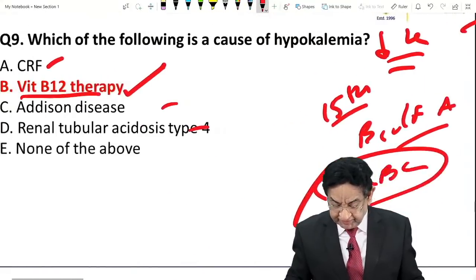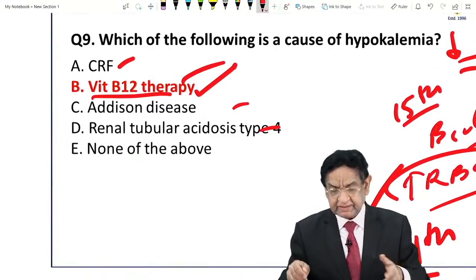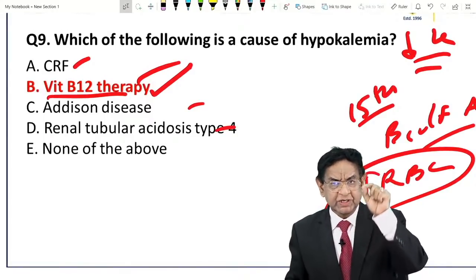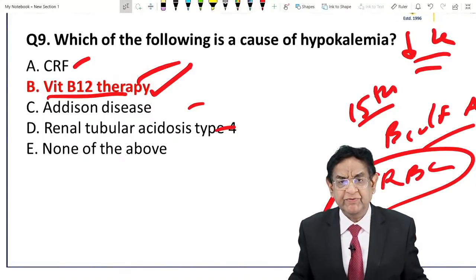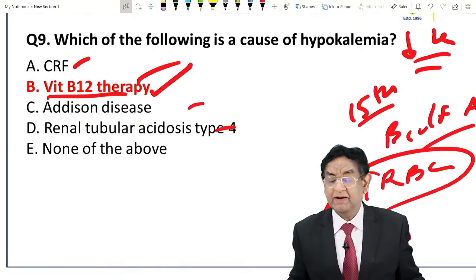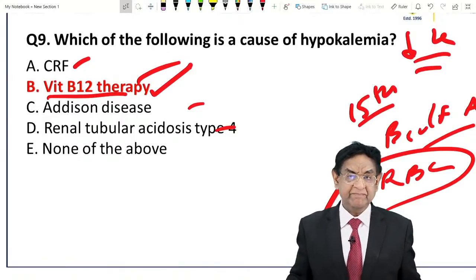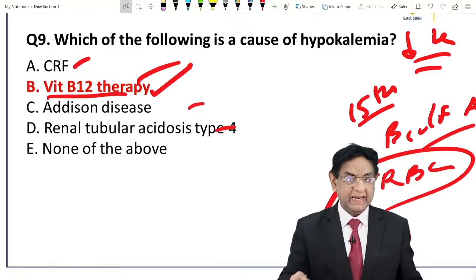Anyway, what is the simple question to ask? What question will they ask you? You have one patient of pernicious anemia on B12 therapy. You are treating with B12. What electrolyte imbalance can happen? Answer is hypokalemia.